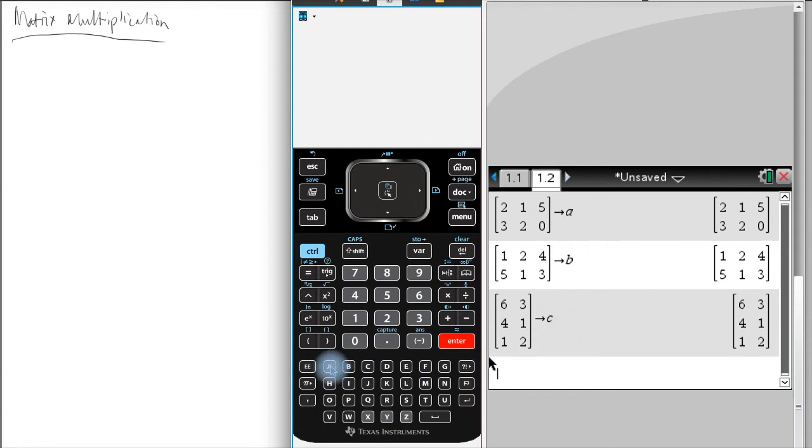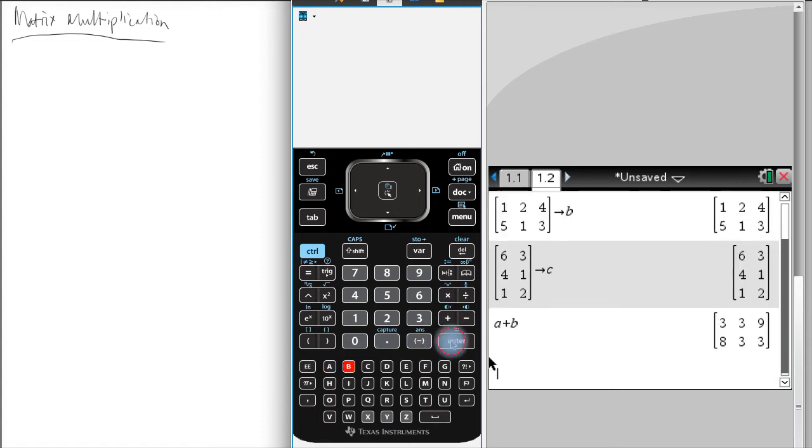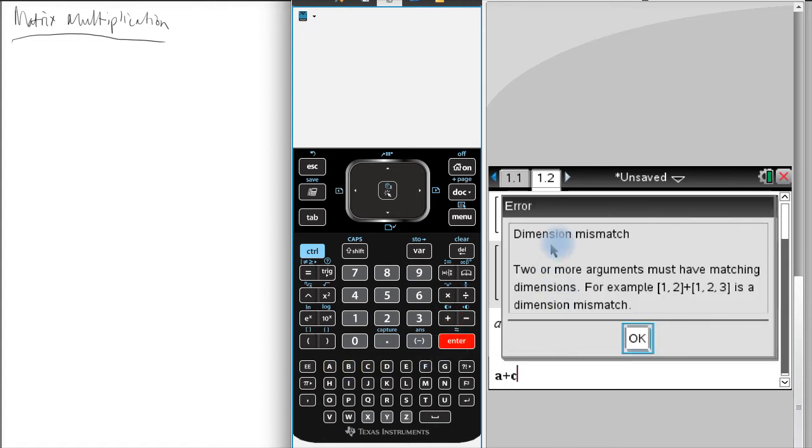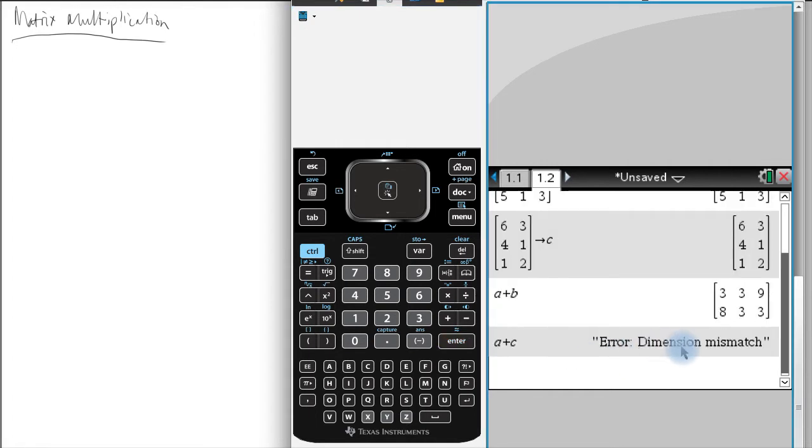Let's try that. A plus B should work. Yep, there we go, worked. Now let's try A plus C. Whoa, dimension mismatch. The dimension, or the order, is different, so it's not allowed for addition. So we can't have that one.